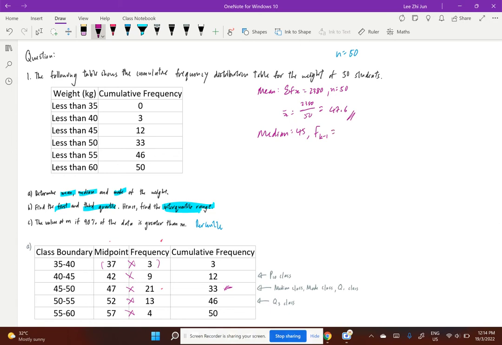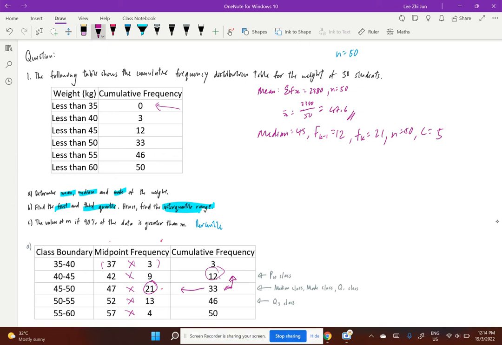And fk minus 1 equals 12. Cumulative frequency of the previous class is 12. And the frequency of the class is 21. So n equals 50, c equals 5. So please take down that if the cumulative frequency is 0, you can straight away, no need to write it into the new table.